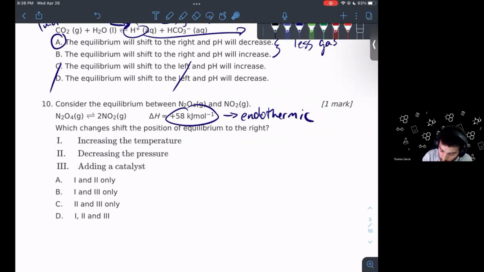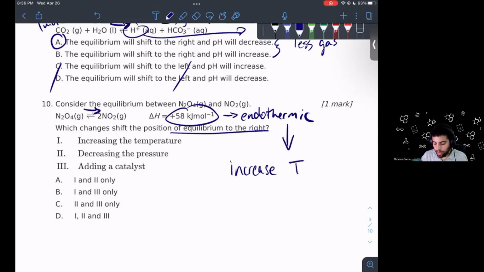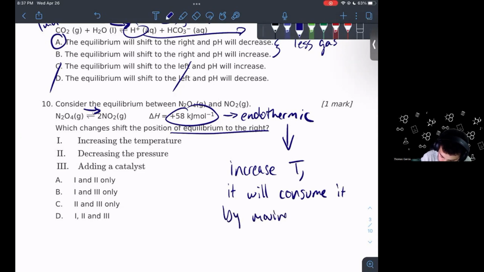which changes shift the position of equilibrium to the right? Well, if I want more product on an endothermic reaction, turns out I have to increase the temperature. Increase temperature. Because as I increase T, it will use it. It will consume it by moving forward. Okay, so it's got to be increasing temperature.